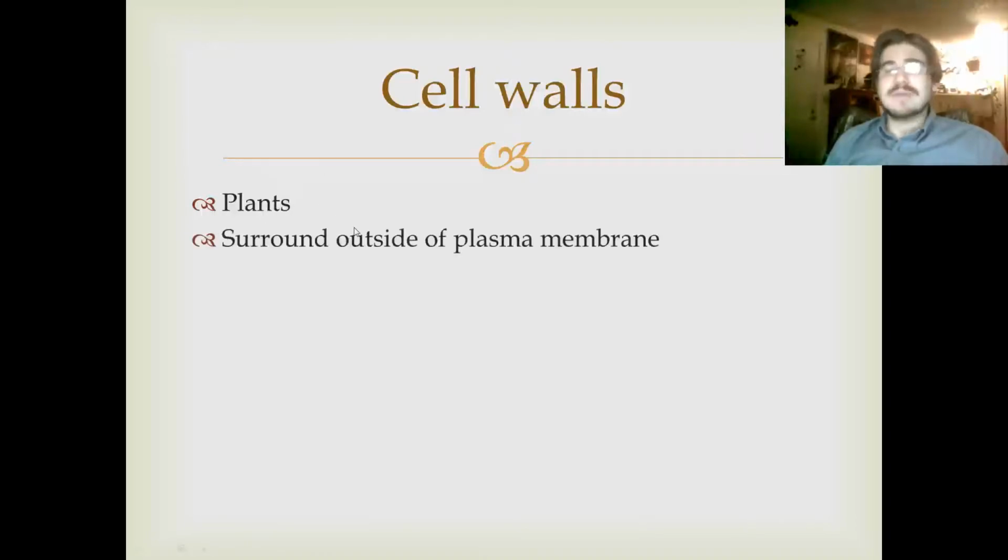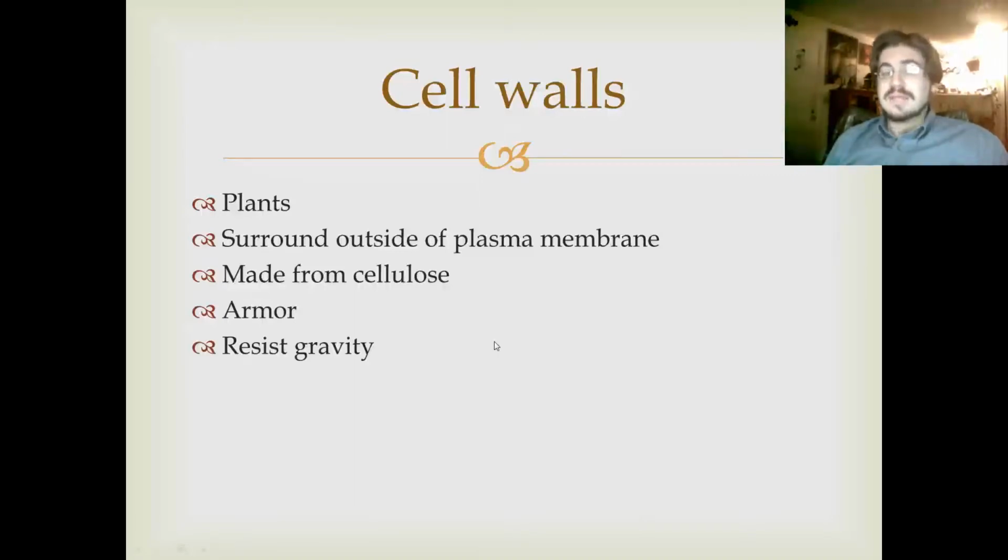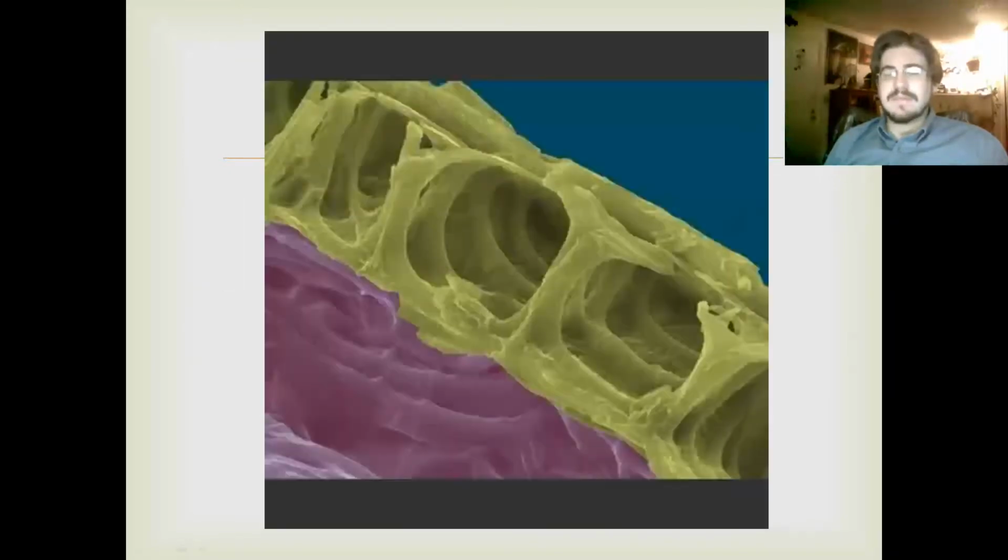Plant cell walls surround the outside of the plasma membrane, and they lend structure to it. They provide strength and shape. And they are made from cellulose, which is a carbohydrate. In addition to providing strength and shape, it also armors it against the outside world. So very, very important, especially since plants have no skeleton, so to speak. So it's the cell walls that help them resist gravity. So there you go. This is a cellulose cell wall.